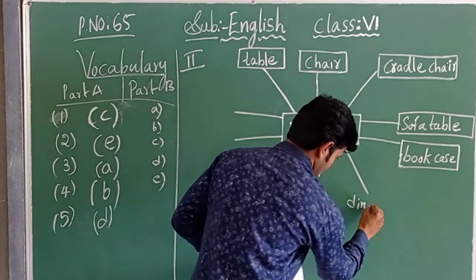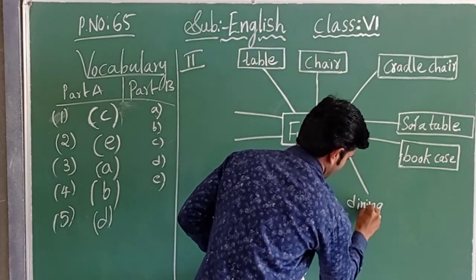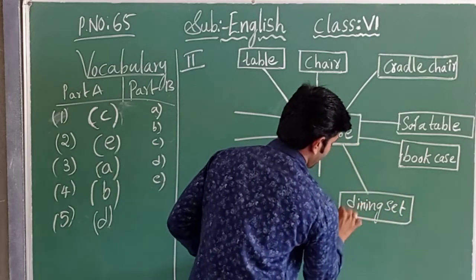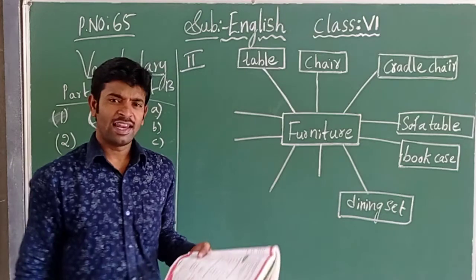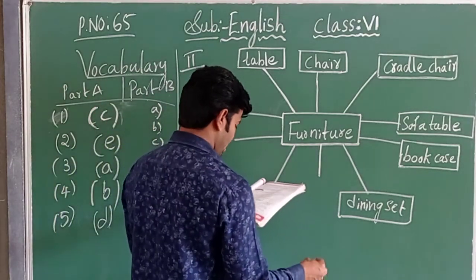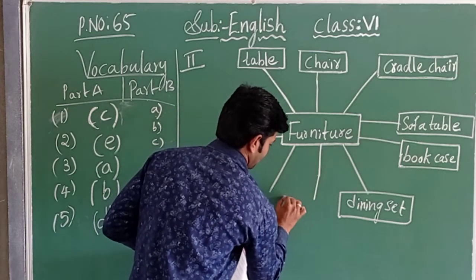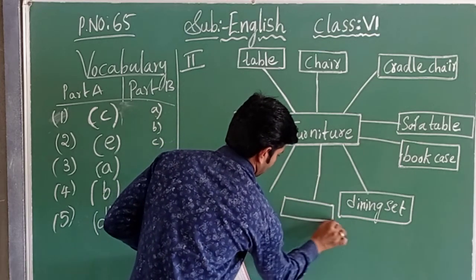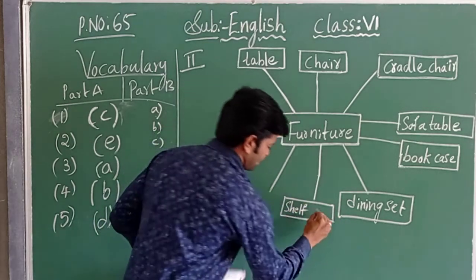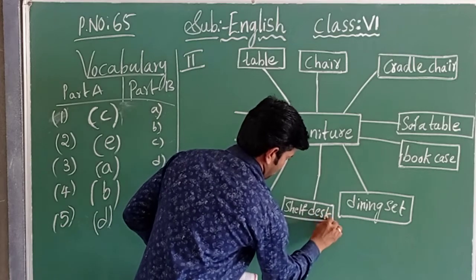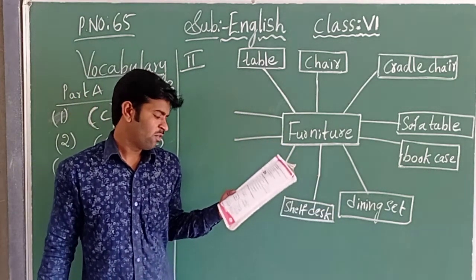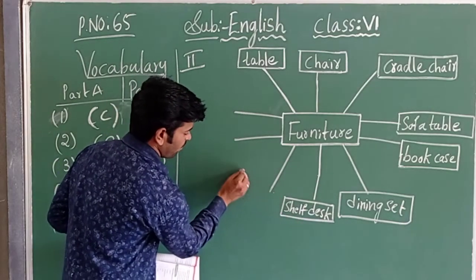D-I-N-I-N-G. Dining set. Dining set means what, children? Where you sit at the table with the dining set, okay, for eating food. Next, shelf desk. Shelf desk is also a furniture made up of wood.